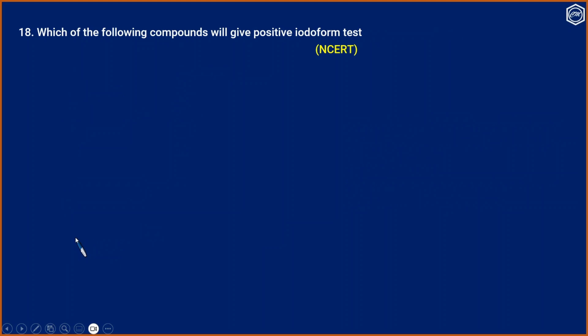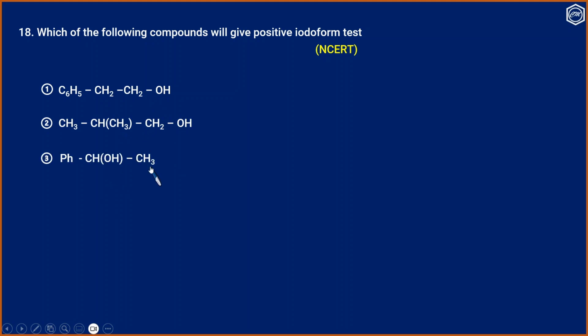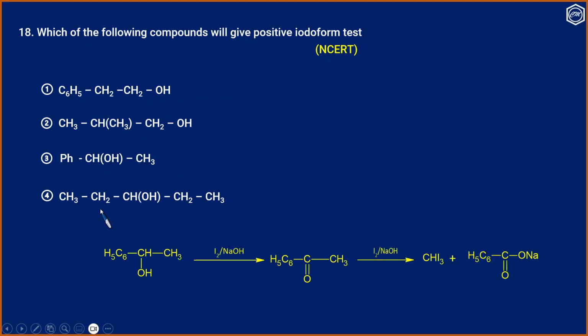Which of the following compounds will give a positive iodoform test? Option 1, C6H5CS2CS2OH. Option 2, option 3, and option 4. Here, the iodoform test is given by compounds which contain the CH3CHOH grouping. So option 3 contains the CH3CHOH grouping. So option 3 will give the iodoform test.